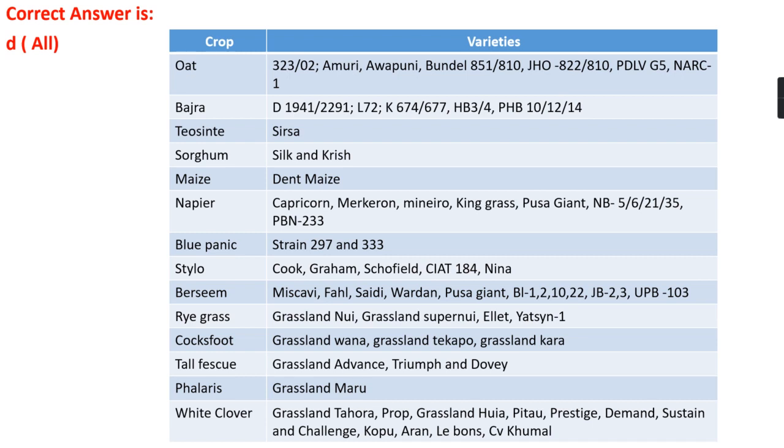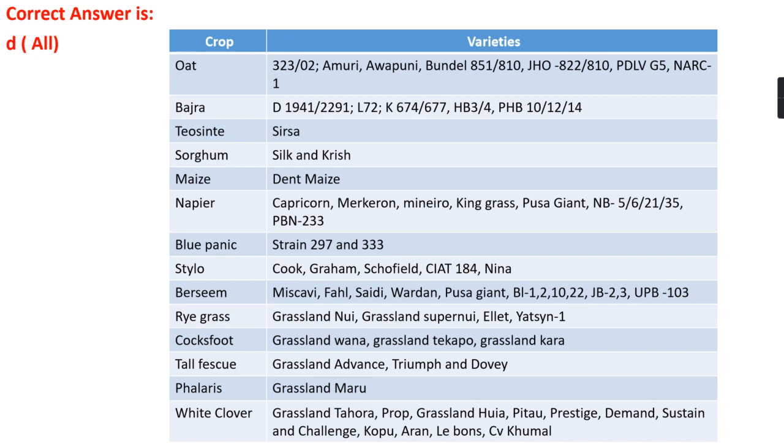Pusa Giant, NB 5, 6, 21, 35, PBN 233. Blue panic, that is strain 297 and 333. Stylo, that is Cook, Graham, Schofield, CIAT 184, Nina. Berseem, that is Miskavi, Fahal, Saidi, Wardan, Pusa Giant, B1, 1, 2, 10, 22, JB23, UPB 103. Ryegrass, that is Grassland Nui, Grassland Super Nui, Illet, Yard Sign 1.